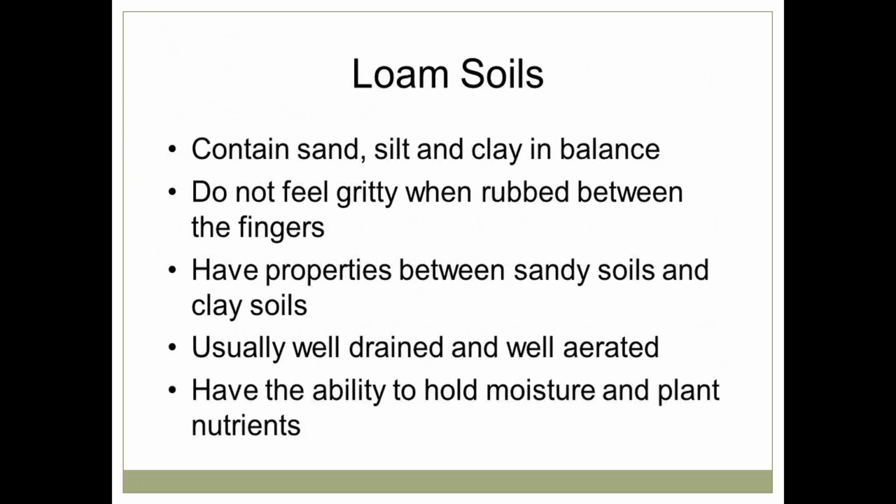Loam soil. It contains sand, silt and clay in balance. It does not feel gritty when rubbed between the fingers. It has properties between sandy soil and clay soil. Usually, water is well drained through the loam soil and it is also well aerated. It has the ability to hold moisture and plant nutrients. That is why it is considered the best soil for growing plants.